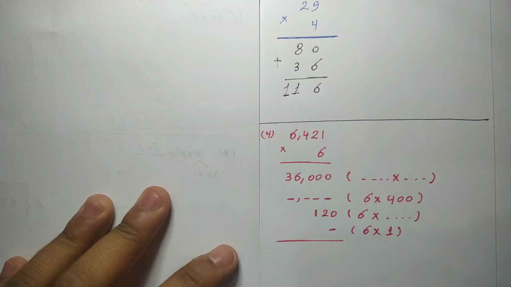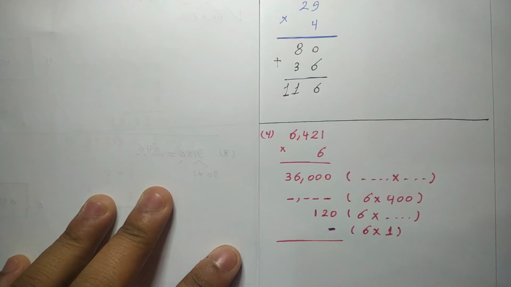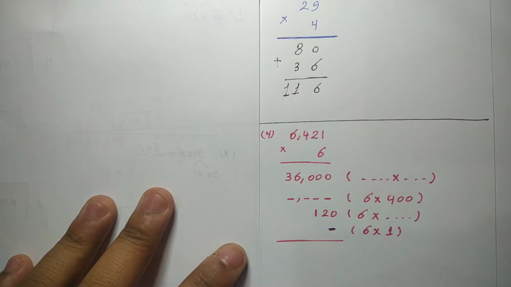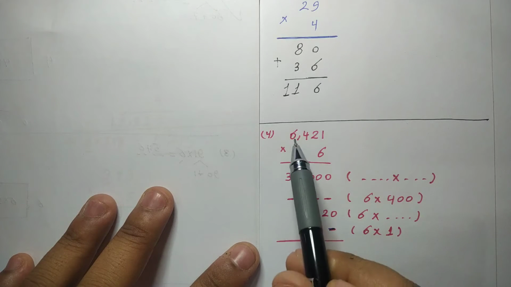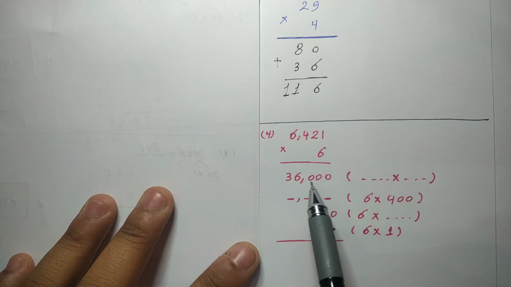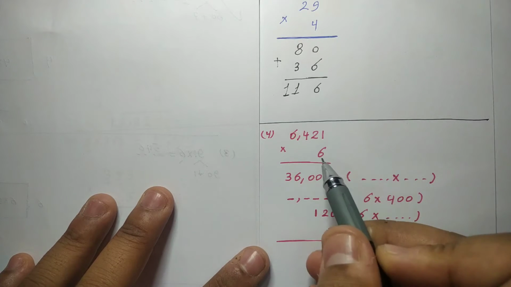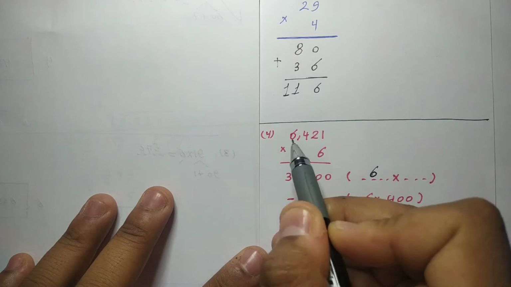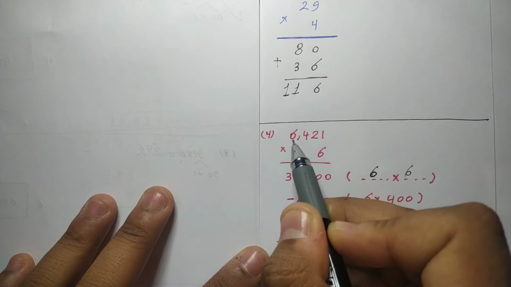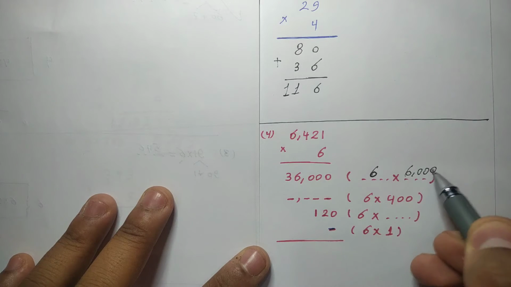Here he solves this example, and he tells me to complete the missing numbers. He starts with 6 times 6. He drops 3 zeros, and 6 times 6, 36. So here I will write 6 times 6, but in the thousands place. So I will drop 1, 2, 3 zeros.